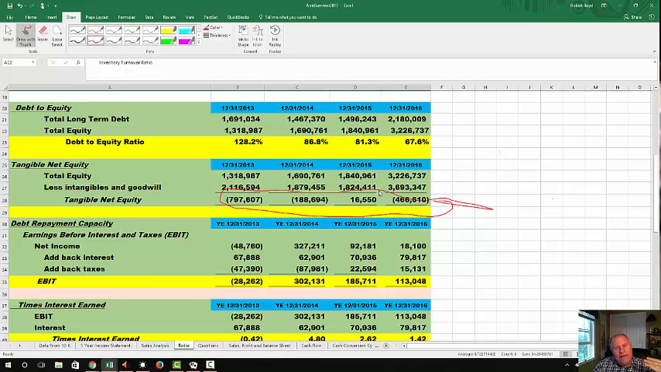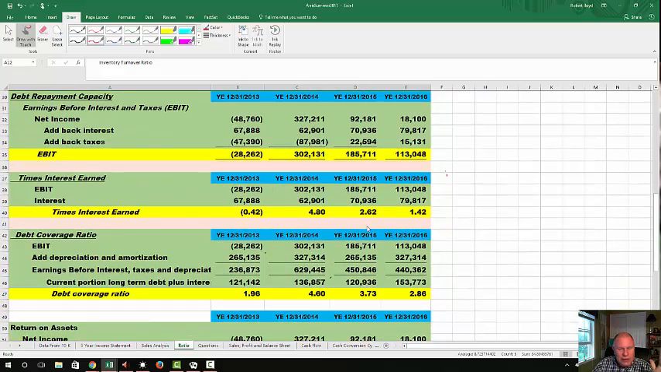And that's telling us that the value in this company from a balance sheet perspective is a function of those intangible assets, which we assume have value. But right now, we're calculating stuff so that we can analyze. We can see that they can repay debt. That becomes pretty easy. And the debt coverage ratio, very strong.